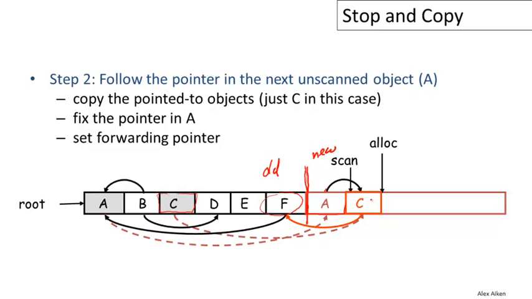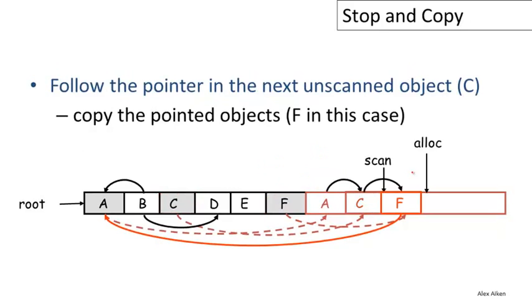And now we have to continue scanning objects that have been copied but not scanned, and we can see that there is an object between the scan and the allocation pointer, namely C. And so we'll now process all the pointers in C. Next, we scan C, and we discover that it points to F, which hasn't been moved yet. And so we copy F over into the new space, and we update the pointer in C. And now C has been copied and scanned. So the scan pointer moves past C.